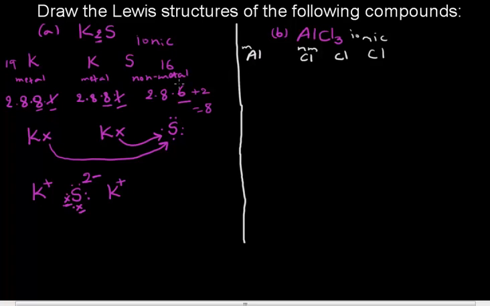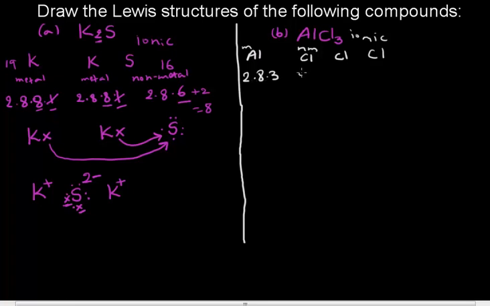So let's do the same thing just like we did on the left hand side. Let's write the electronic configuration of aluminum. It has 13 electrons. You can get this information from the periodic table. So 13 electrons can be distributed in 3 different shells as 2, 8, and 3.